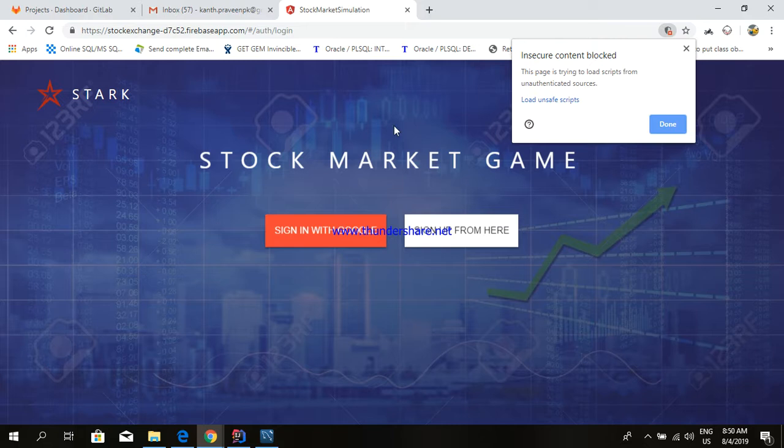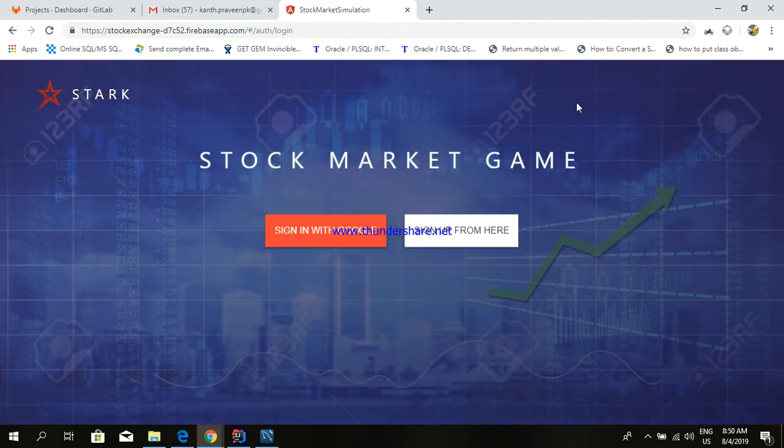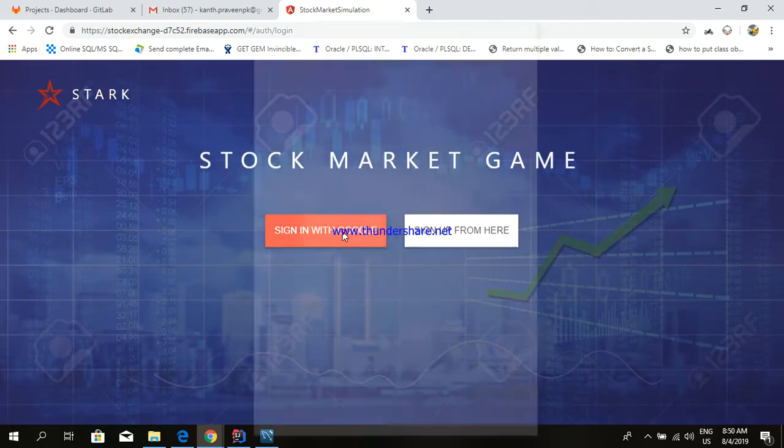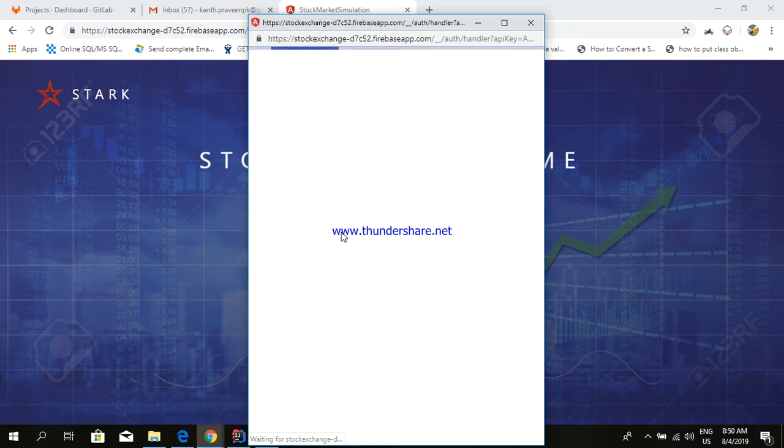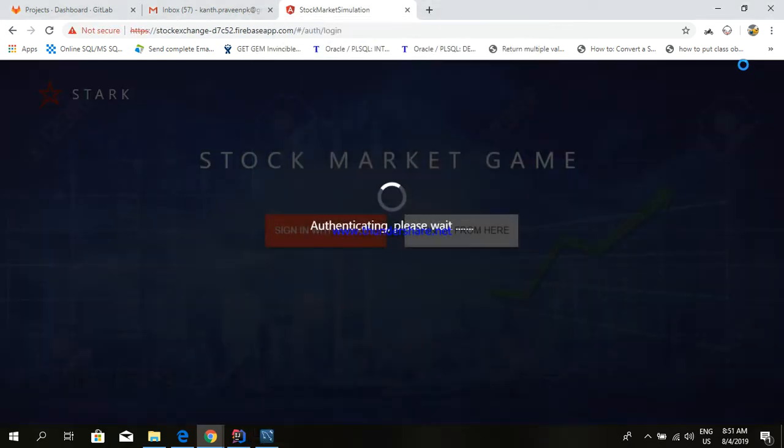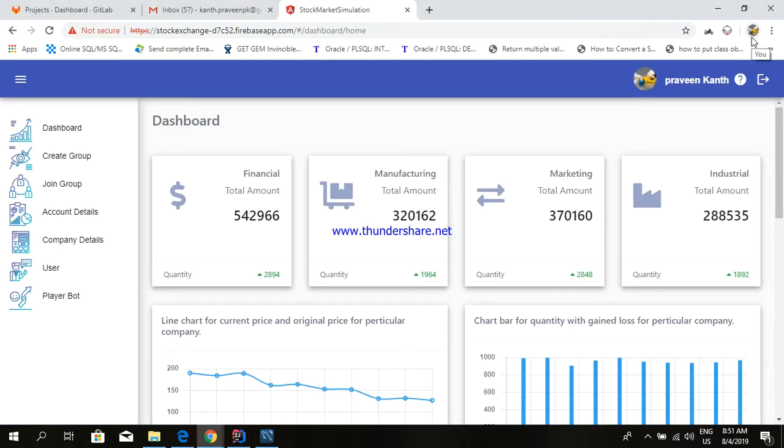Due to educational purposes, we will be loading these unsafe scripts. This option allows the user to enable the HTTP content in our application. Once you click load unsafe script, you are good to go with the application. Once you click sign in with Google, since you have already logged in on your browser, it will automatically navigate you to the dashboard.